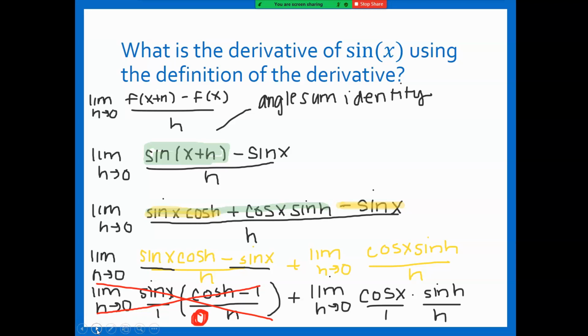And then the limit as h approaches 0 of cosine x is cosine x. And the limit as h approaches 0 of sine h over h is 1. So we get cosine x times 1. So 0 plus cosine x times 1 is cosine x. And it is safe to say that the derivative of sine x is cosine x.